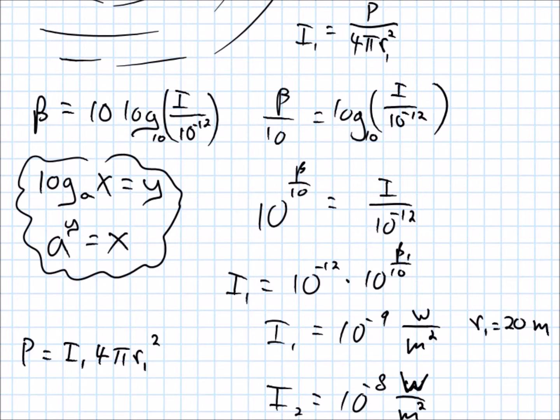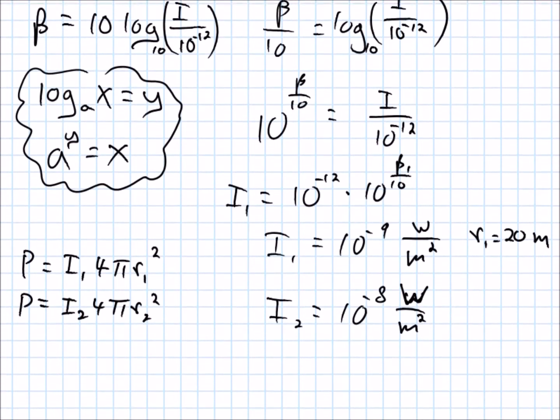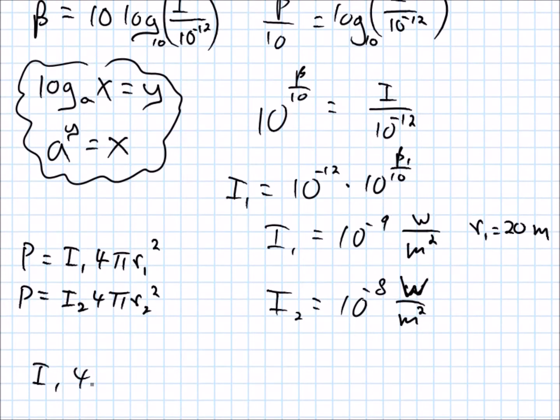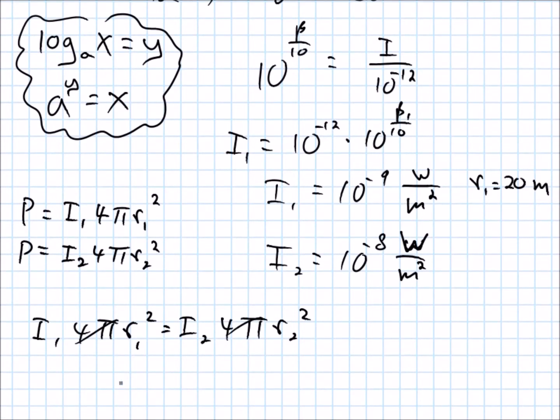Now the reason I did that is because I could do the very same thing for I2, because the power is not changing. All we're doing is walking closer or further away. And we're trying to find R2, how close we have to walk to achieve I2, which is 10 to the minus 8 watts per meter squared. So if they're both equal to this P, that means they're equal to each other. I can divide through by 4 pi and solve for R2. So R2 is equal to R1 times the square root of I1 over I2.